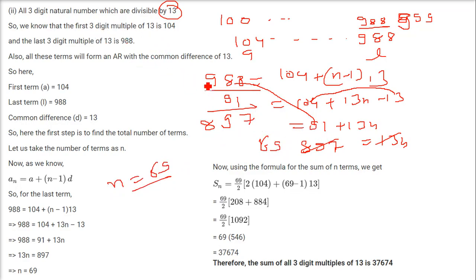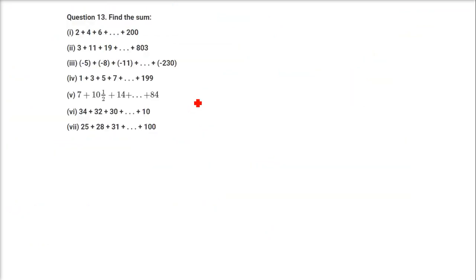We have to find out the sum. So n is now known. So S69 will be 69 by 2 into 2a, what is a? 104. Plus n minus 1, 69 minus 1 is 68, into d. What is d? 13. So here is the formula. The result will be 37674.